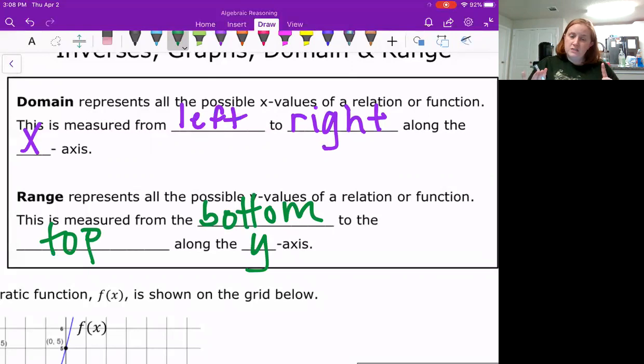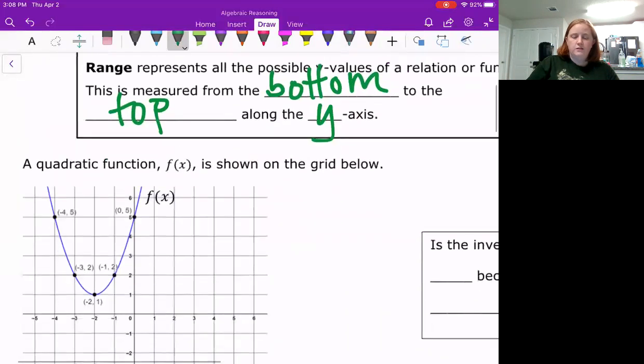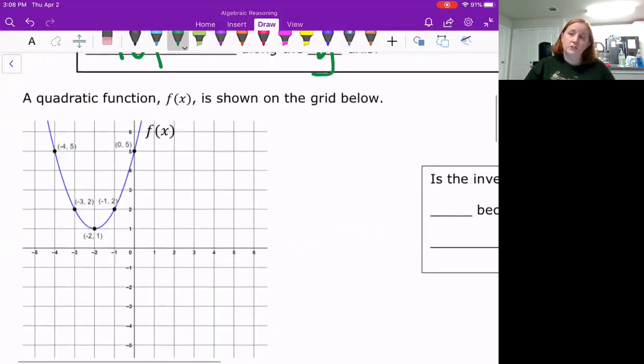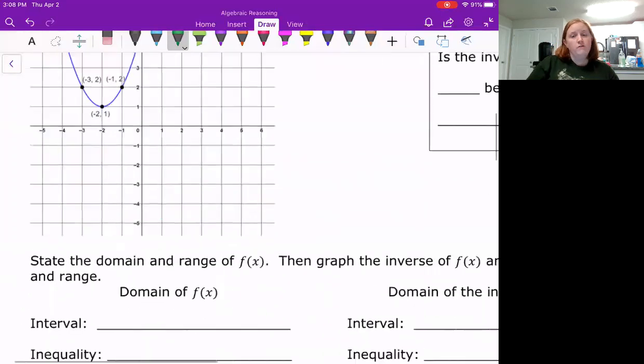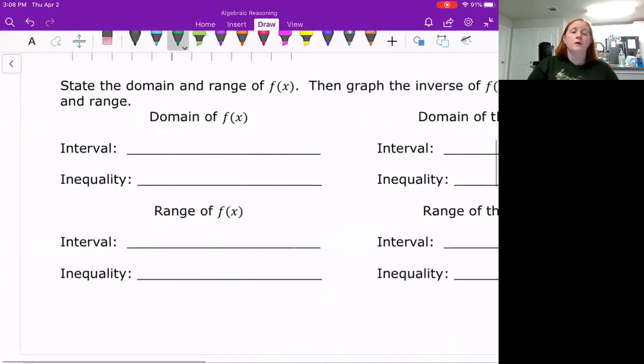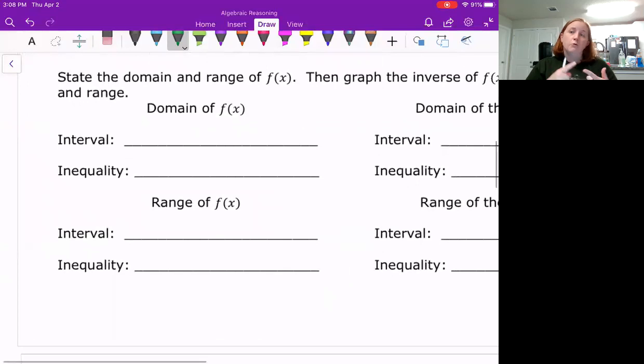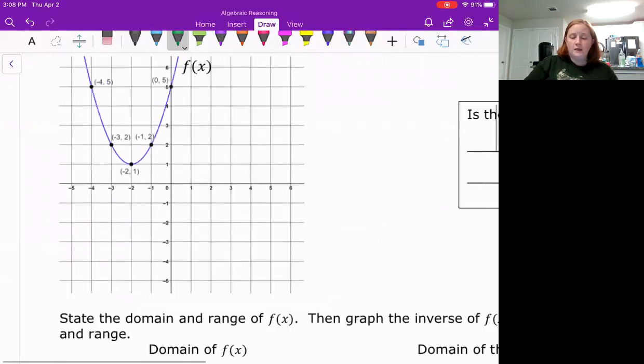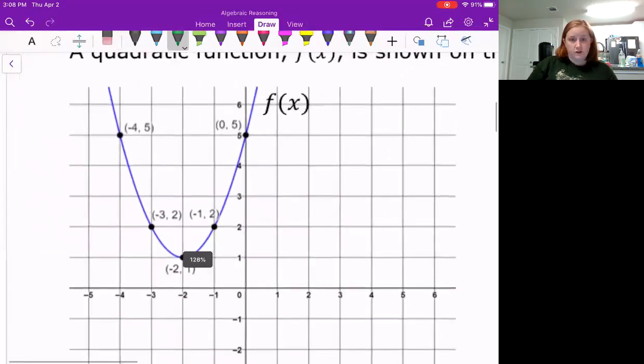So let's use these ideas and see if we can look at the domain and range of our original function, and then we'll look at the domain and range of the inverse. Let's get our original function out of the way here. We have a parabola on the grid, and it's given us some points. With that graph, we're going to look at the domain and range in both interval notation and inequality notation.